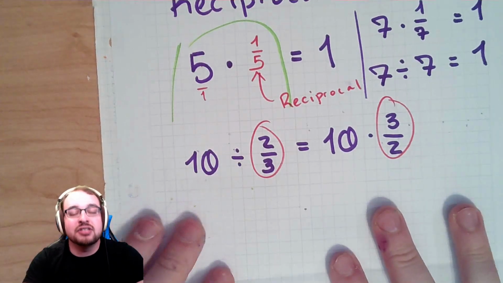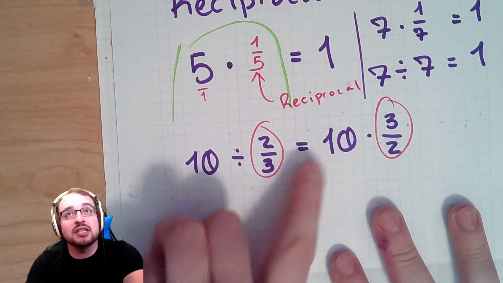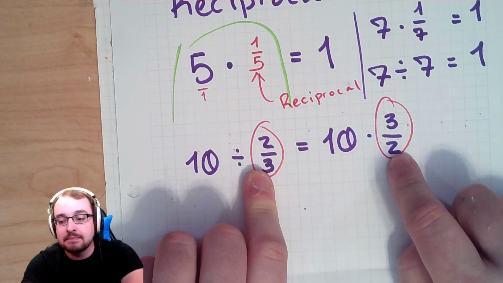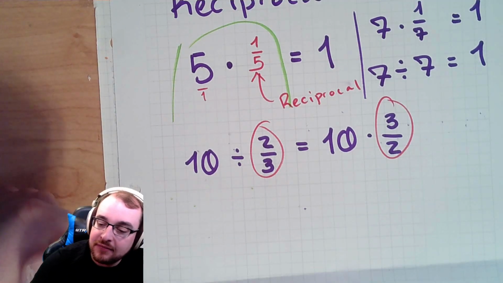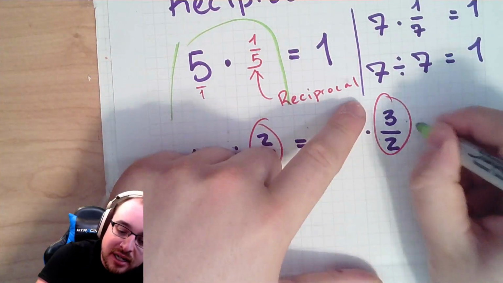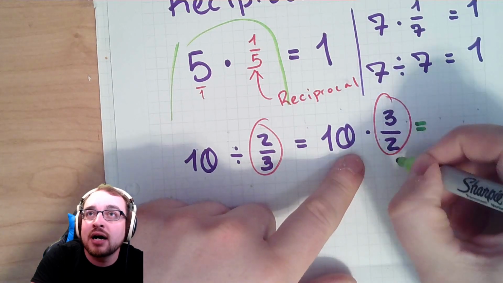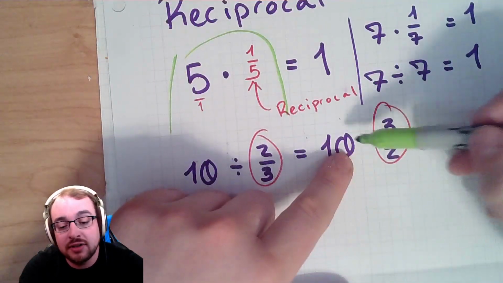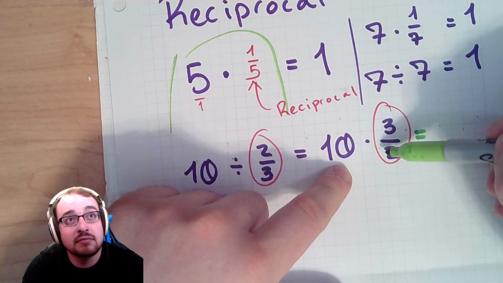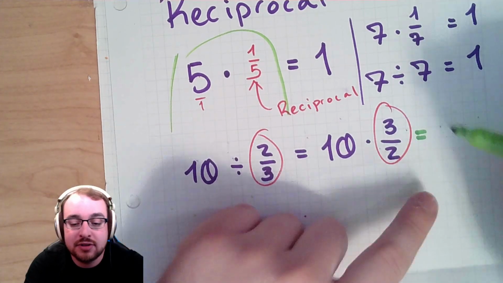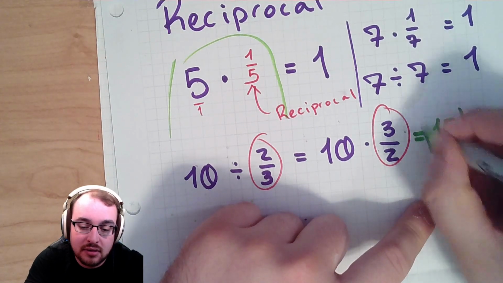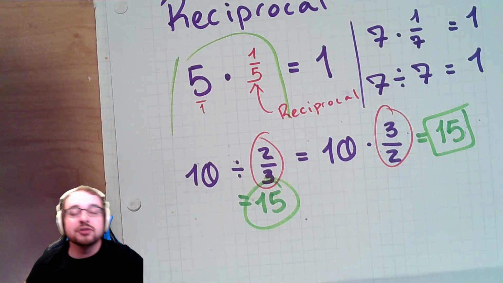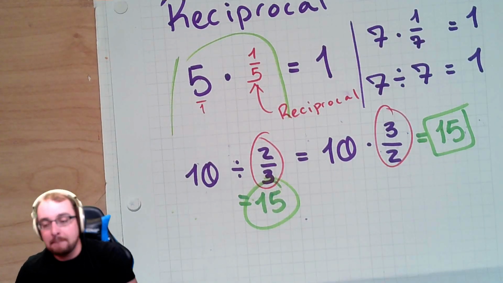So here, instead of dividing by 2/3, I can think of it as timesing by 3/2, the reciprocal of 2/3. If I do that, it's much easier to do the math in my head. I times by the top, divide by the bottom. Looks like 30 divided by 2, or 15. Or if I wanted, divide first. 10 divided by 2 is 5. Times 3 is 15. This will be the exact same answer. 2/3 fits into 10, 15 times.